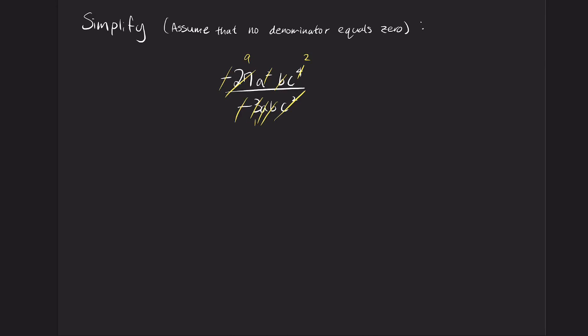So if we put that all together, the answer would be 9 times a times c squared. So 9ac squared.